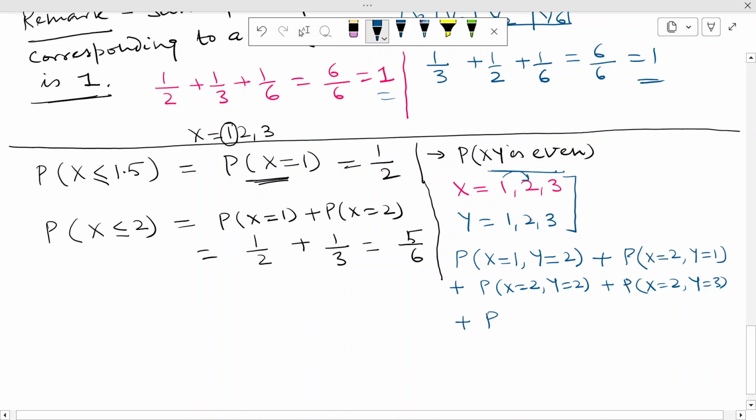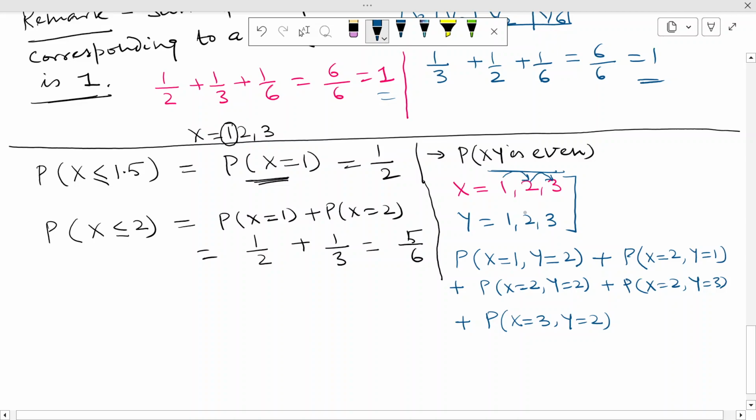Now we have completed all the possibilities for x equals 2, so we move towards x equals 3. When x equals 3 and y equals 1, 3 into 1 is 3, which is not an even number, so we cannot take y equals 1 with x equals 3. Next we can take y equals 2, and clearly 3 into 2 is 6, which is an even number. And lastly, you cannot take y equals 3 with x equals 3, because the product of 3 and 3 is 9, which is not an even number.